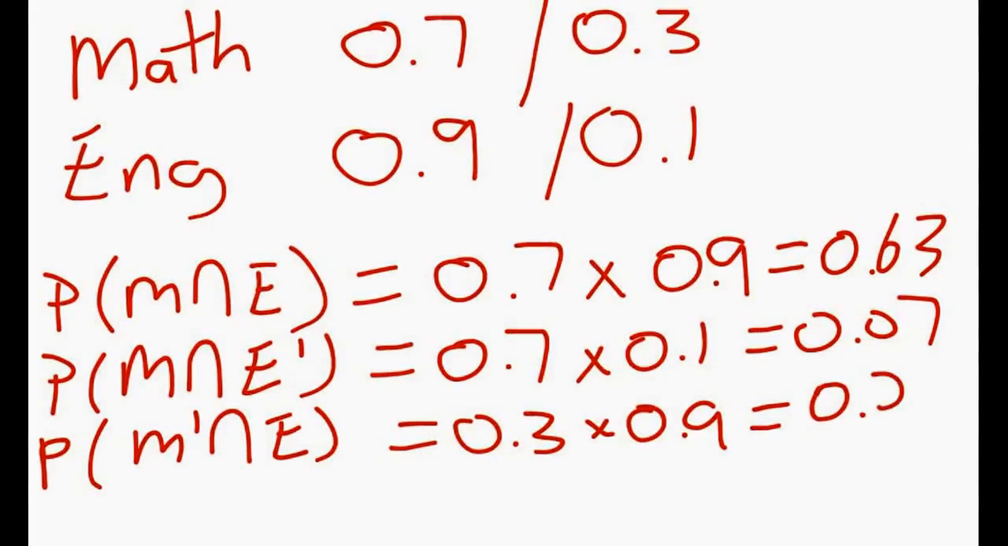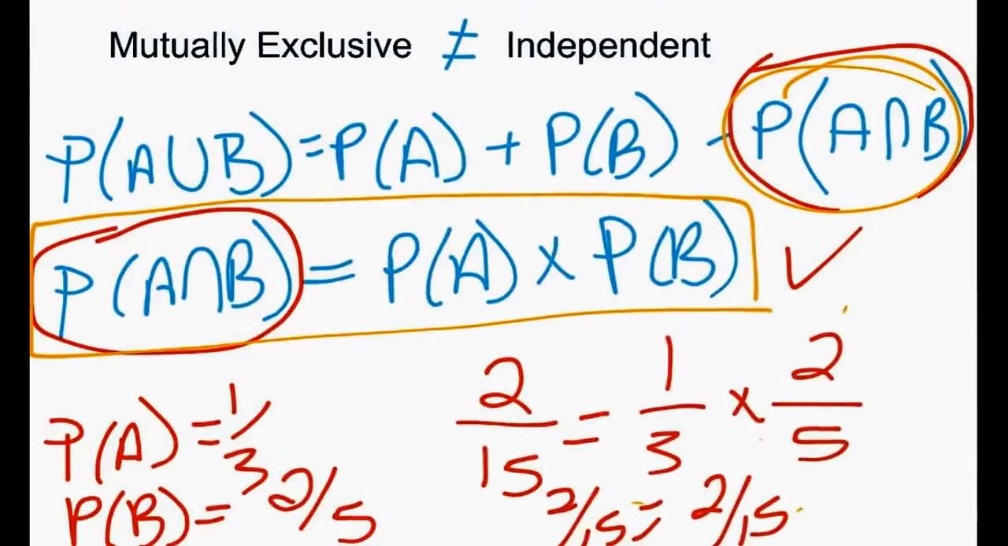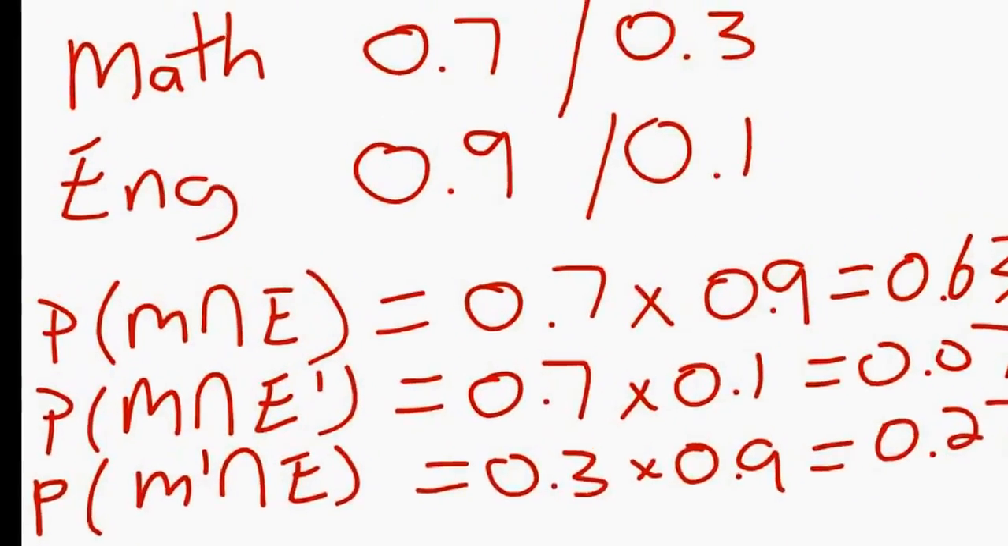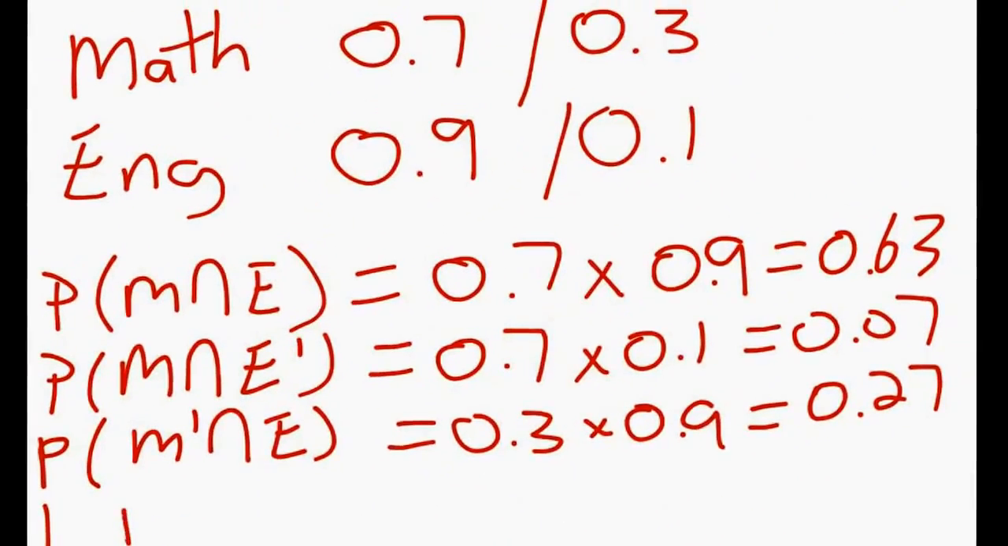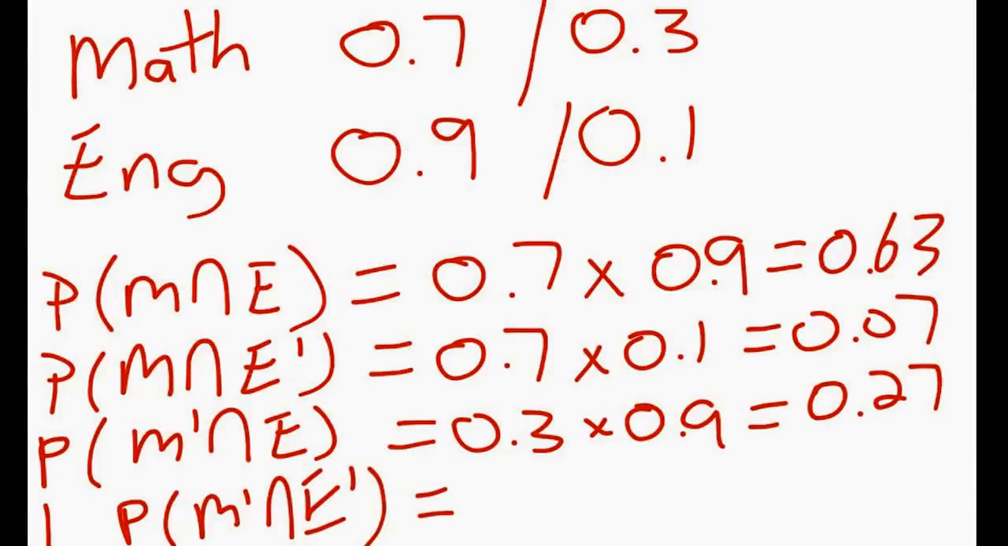0.27. And the last one, what's the chance we fail both? So math and English failed would be 0.3 times 0.1, which would be 0.03 chance of failing both.